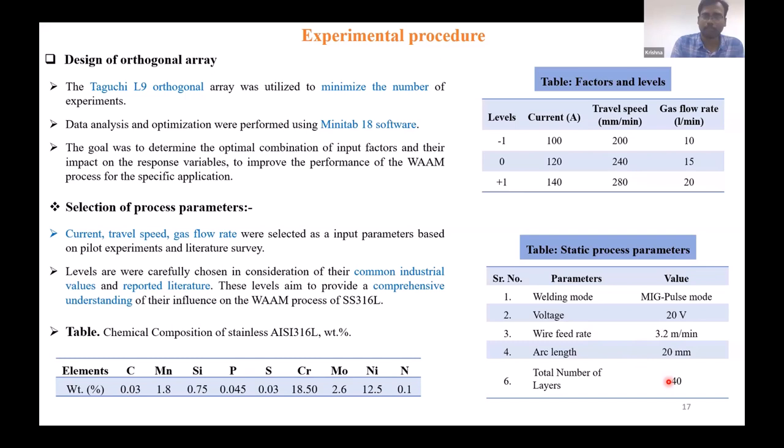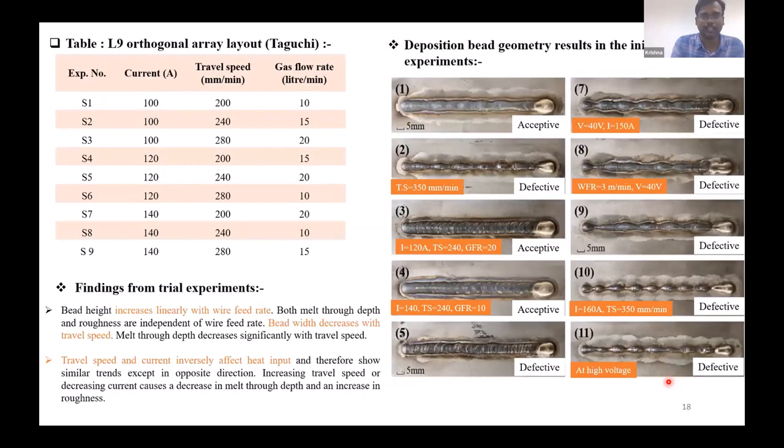So we can deposit few layers and see what kind of thickness and height it is coming, and based on that we can estimate for this much of height how many layers we have to deposit. So in the initial trials we can see the visual inspection of all these 9 samples which have been deposited for the single layer, and some of the specimens we have observed defective because in the surface itself we can see a lot of porosity that is being formed.